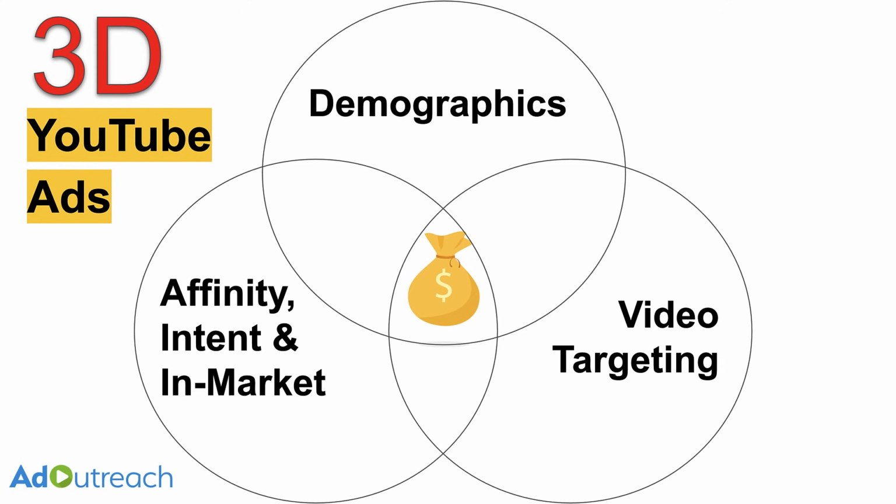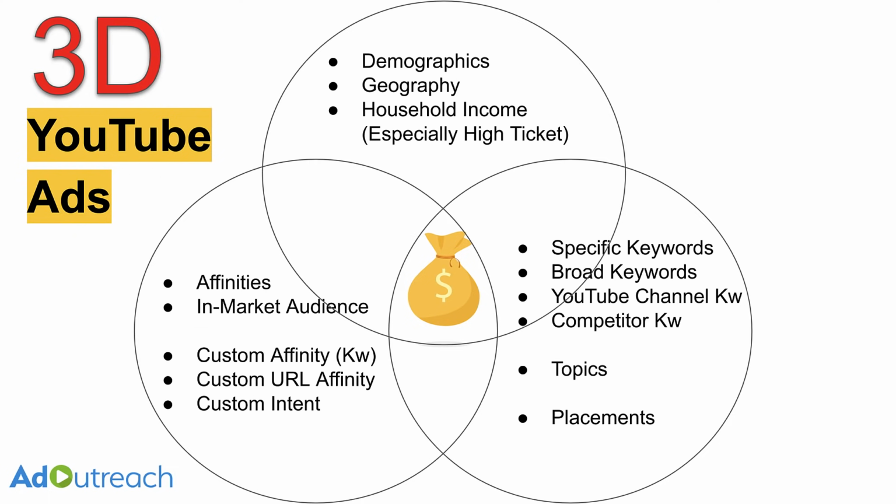And then what you can do is layer it with affinities, intent, and in-market audiences. This is the biggest thing that people leave out. This is the difference maker. This is the secret to running high converting YouTube ads: also layering who somebody is. So now you know what they're watching, you have intent, but you're also layering who that person is as a person. So you can see here, we've got demographics, we've got geography, we've got household income. That's all at the top of the demographic side. Then over on the videos, you can target specific keywords, broad keywords, YouTube channel keywords, competitor keywords, topics, and placements.